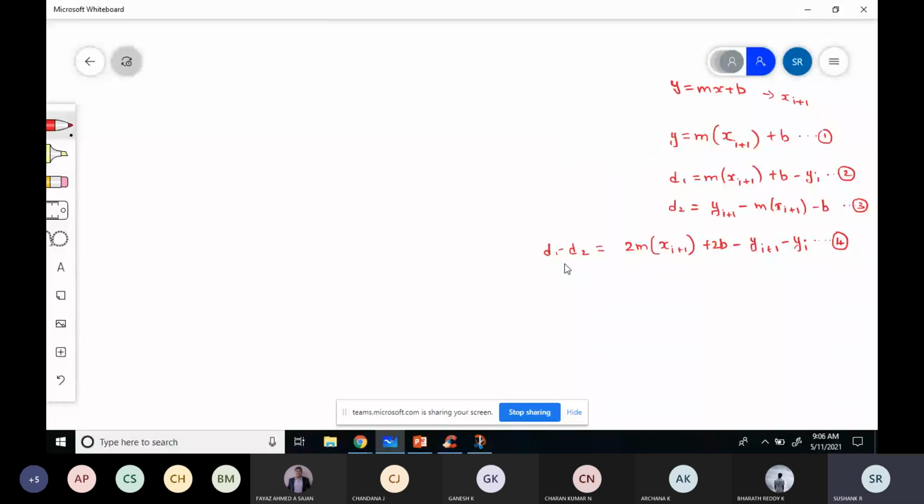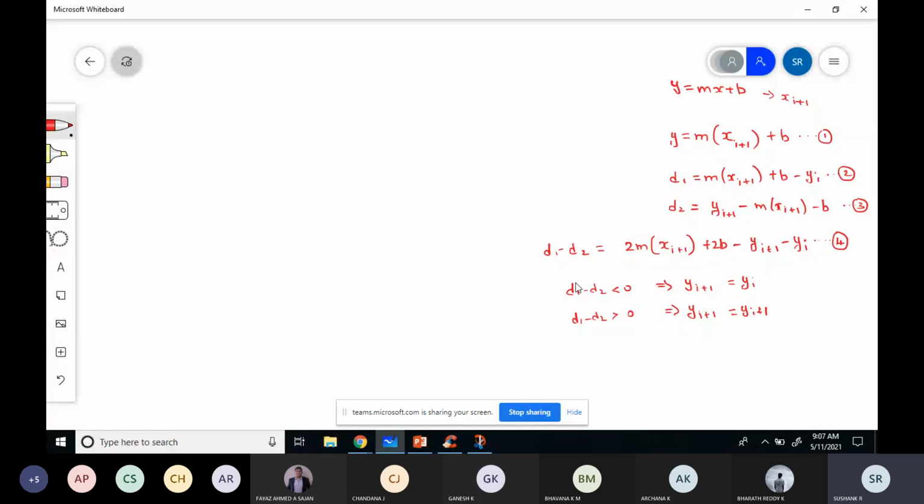Now, what I told: if d1 minus d2 is less than 0, select yi. If d1 minus d2 is greater than 0, y of i plus 1 will be the next point, y of i plus 1. So the selection of points is based on the difference between d1 and d2. Now let us simplify these equations further.